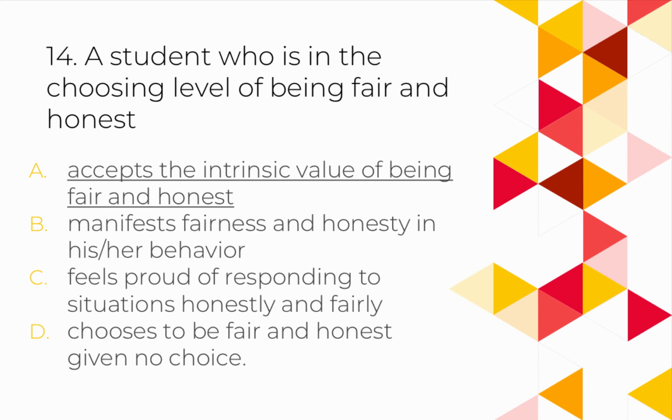Number 14, the correct answer is letter A. Option B is in the acting level. Option C is in the prizing level. And option D is in the choosing level, but choosing must be done with alternatives, if you remember. In option D, we see that a student has no other choices or options as alternatives. So the best answer here is letter A. Number 15.